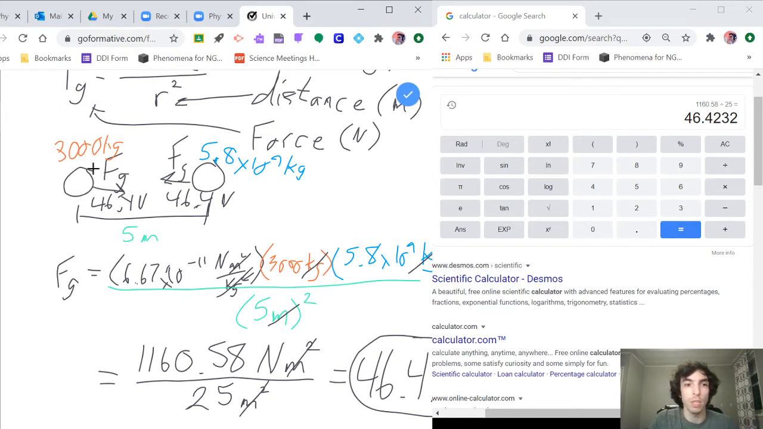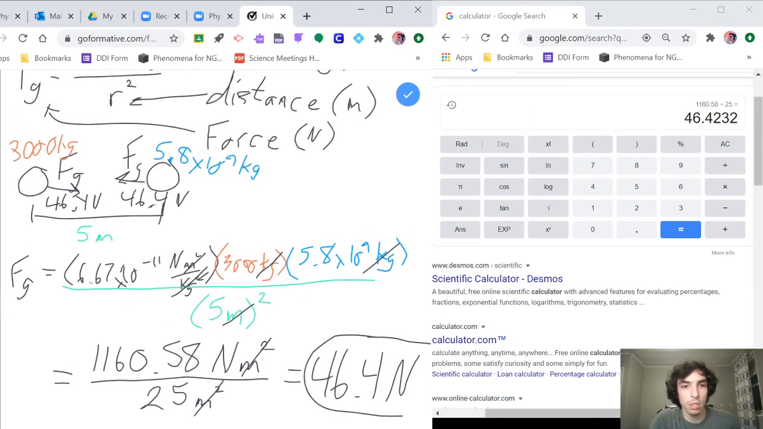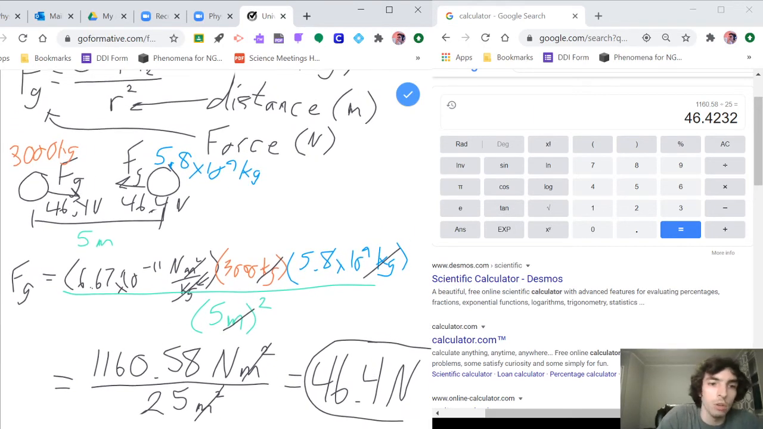So this 3,000 kilogram mass is exerting a 46.4 Newton force to the left on this much more massive object. And this much more massive object is feeling that 46.4 Newton pull as a result of this 3,000 kilograms, right? So they're both being pulled towards each other as a result of their proximity to each other. Okay, so that's the simplest kind of problem that we can solve with this big long equation.